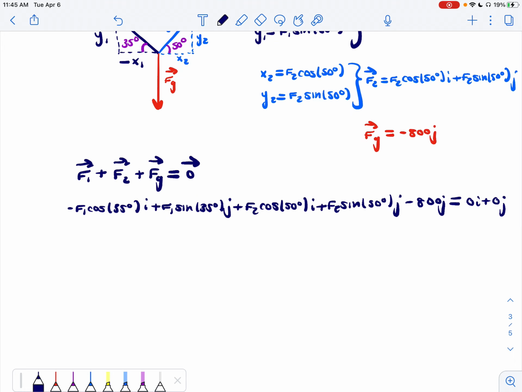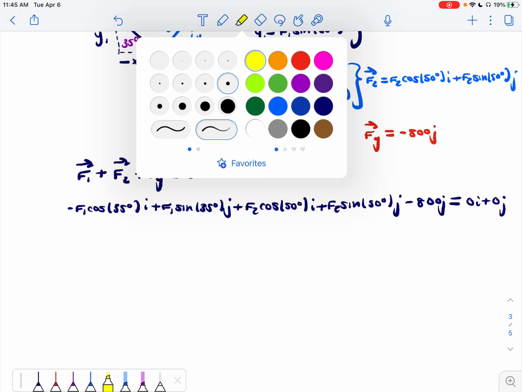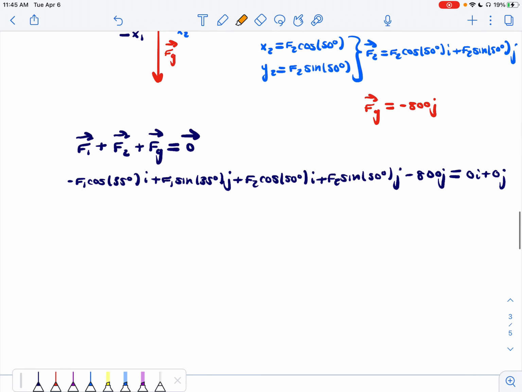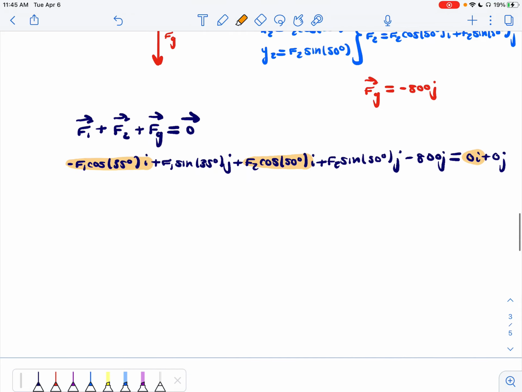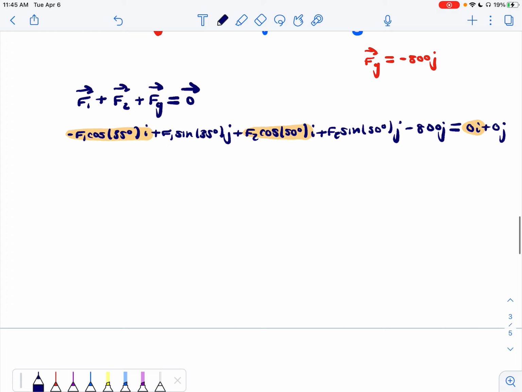Another thing we know is that when we add or subtract vectors, we do so component-wise. We combine like terms. So if we think about all of our horizontal components, or all of our i's, we have the negative F1 cosine of 35, we have the F2 cosine of 50, and we have the 0 on the right-hand side. Putting those together, we'll get one equation for my horizontal components.